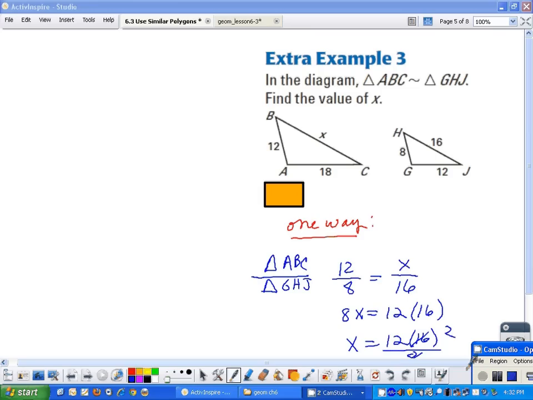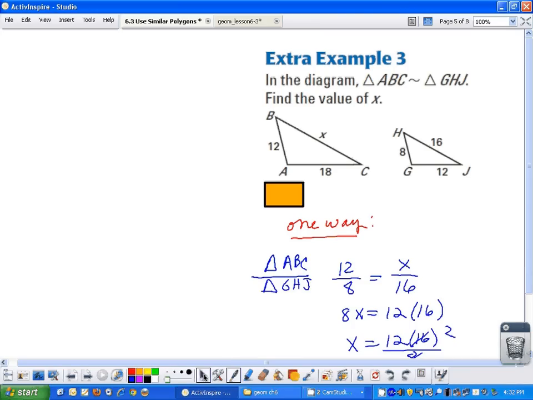Okay, and then one more example real fast. In the diagram, we have that triangle ABC is similar to triangle GHJ. This time they're telling us that these two triangles are in fact similar. Find the value of x.